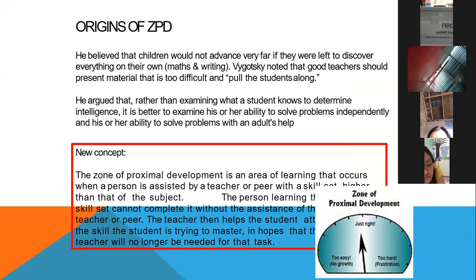So it is important that when you give an activity, it is not too easy for the children. If it's too easy for them, they will be under-challenged, and then of course they get bored. They don't need your assistance. So it should be difficult so that they will learn. He argued that rather than examining what a student knows to determine intelligence, it is better to examine his or her ability to solve problems independently and his or her ability to solve problems with an adult's help. It's very important.